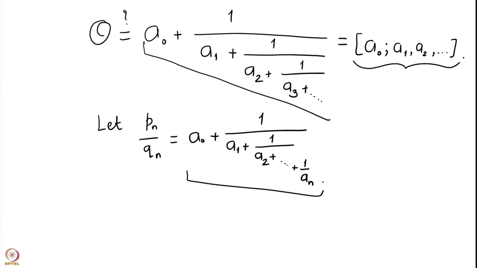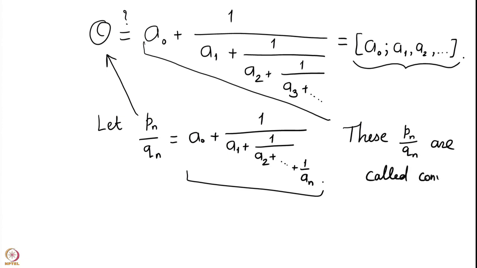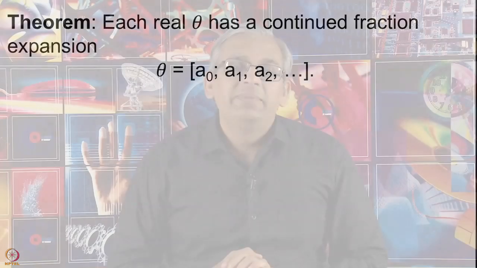We note that if you cut it at finite stage, it is a rational number. We call it Pn upon Qn, and we actually want to prove that as n goes to infinity, Pn upon Qn converges to theta. This is what we want to prove. So, the notation is that these rational numbers are called convergents because they converge to the real number theta. So, this is the theorem that we want to prove. We want to prove that we actually have equality.